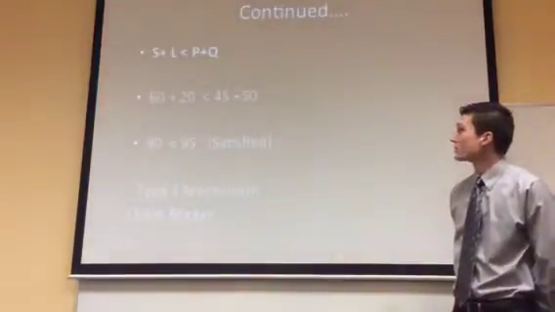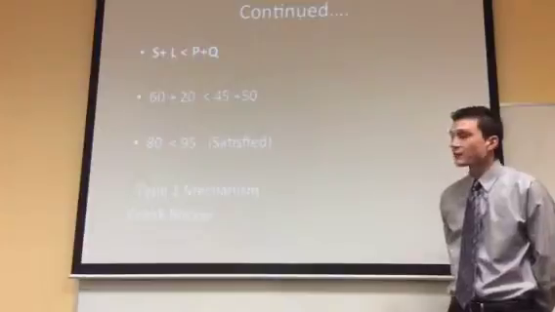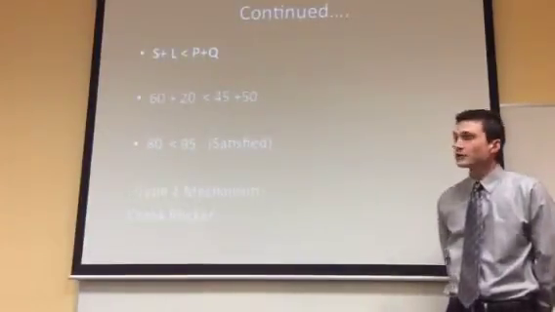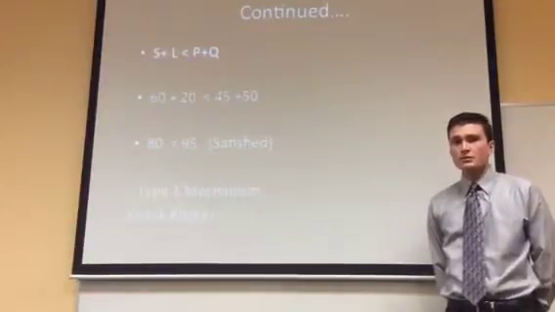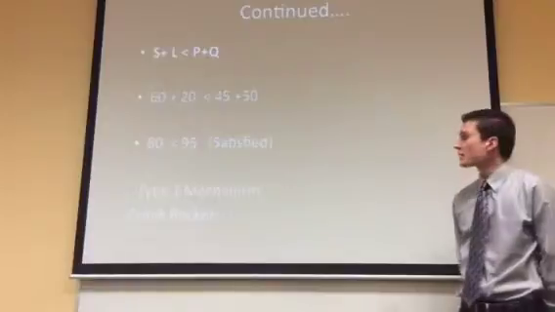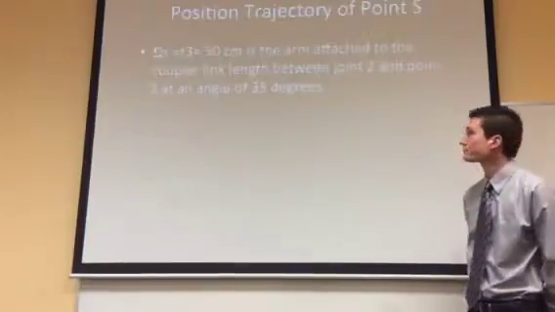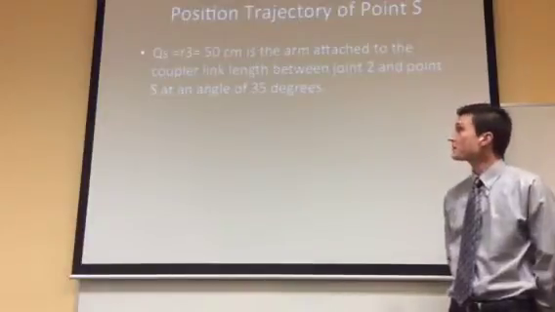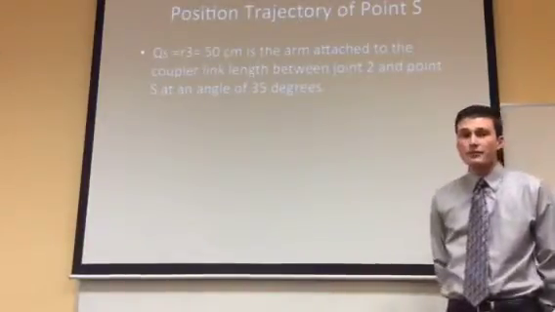What this did when we put it into Grashof's rule is it satisfied the inequality, which means it's a type 1 mechanism, and because R2 is the shortest link length and it's attached to the constraint joint, it makes it a crank rocker. QS was given to us as R3, which is equal to 50 centimeters. It was also given at an angle of 35 degrees.